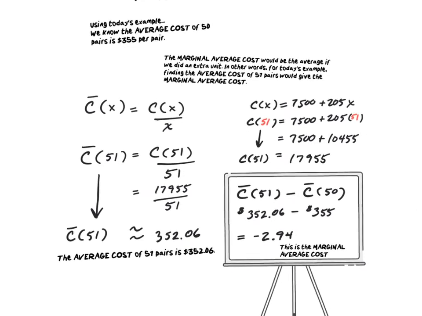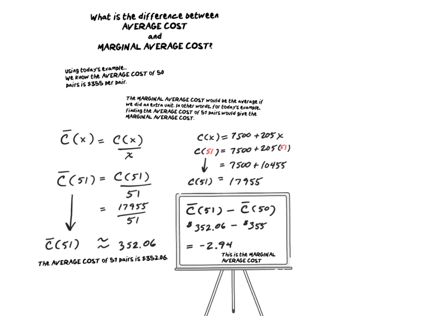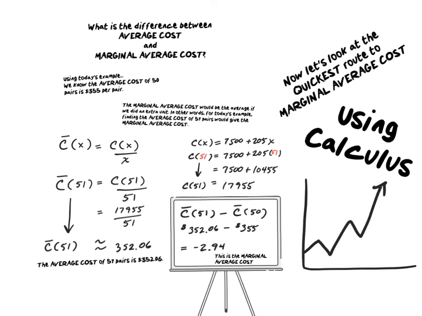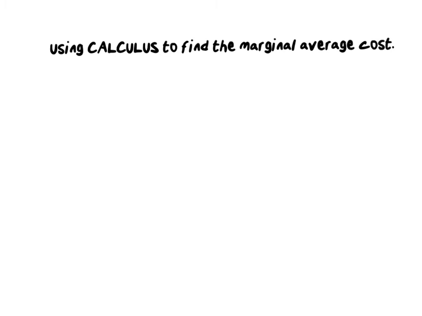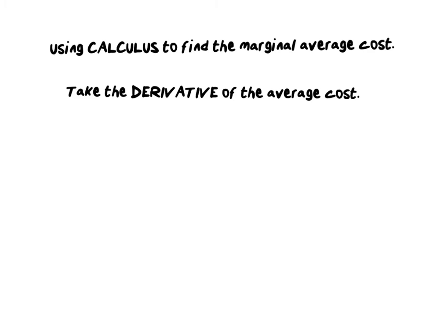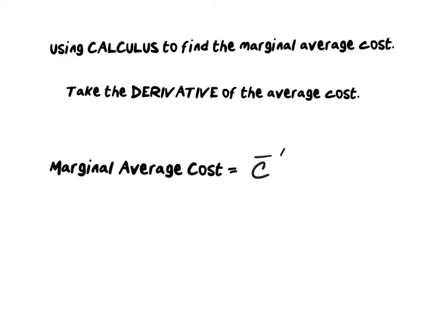Now let's take a look at the quickest route to figuring out the marginal average cost using calculus. Using calculus to find the marginal average cost. Simply put, you take the derivative of the average cost. So therefore, all we would have to do is take the derivative of the average cost.